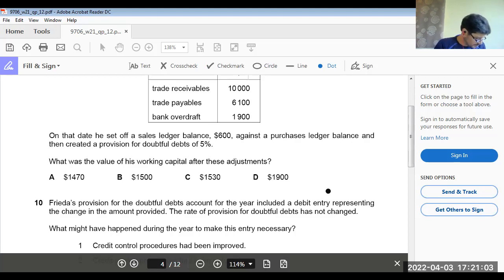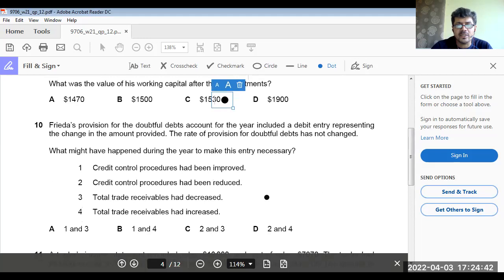The answer is 3,700. Now, in that case, our trade receivable would be 10,000 minus 600, that is 9,400, and accounts payable instead of 6,100 will become 5,500. Now, if we create a provision for trade receivable, 9,400 would be 95%. After reducing 5% doubtful debts, our receivable will be 8,930 minus 5,500 minus 1,900. The answer is 1,430.